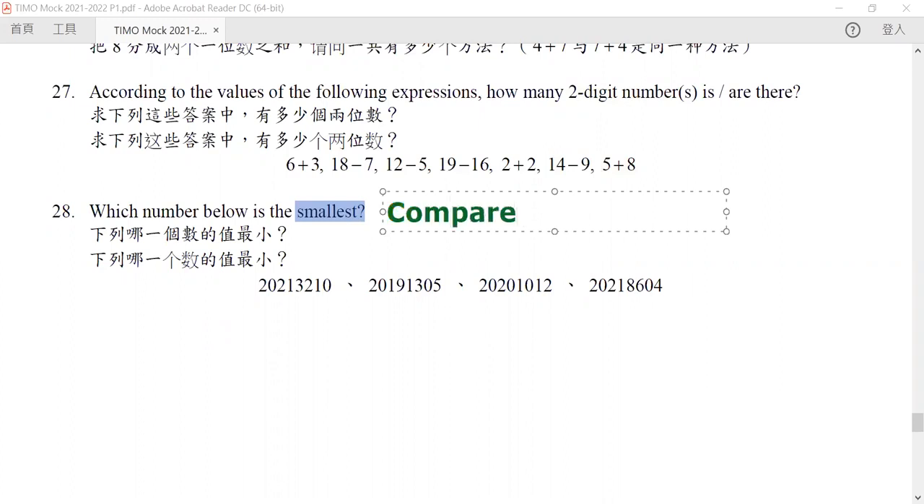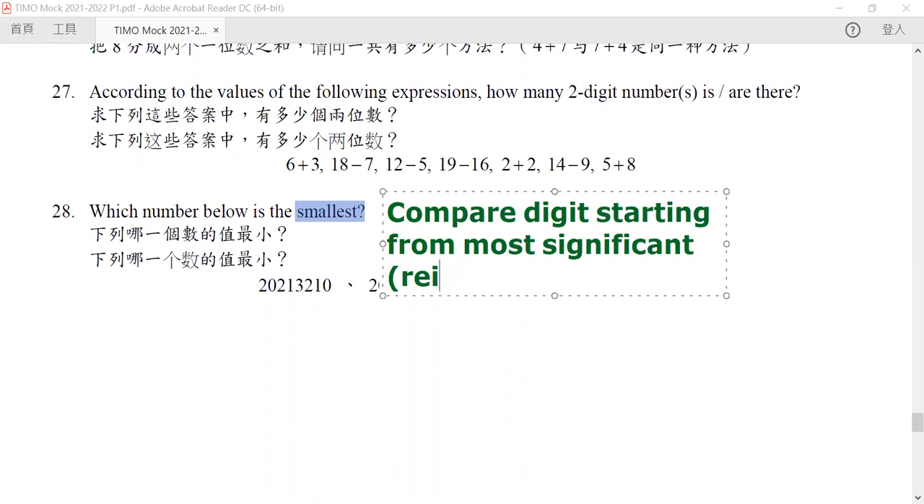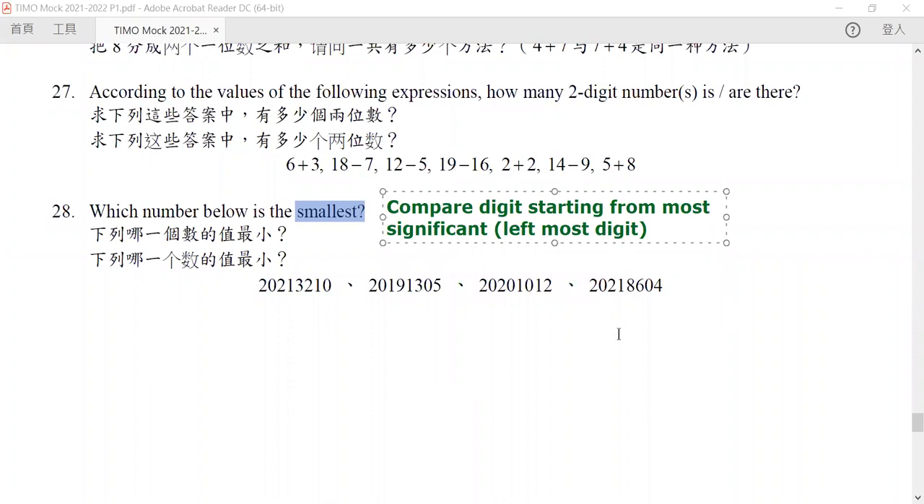We compare the digits starting from our most significant digit, which is our rightmost digit. Oh no, not our rightmost digit. This should be the leftmost digit. Okay. We compare the digits starting from the leftmost digit.